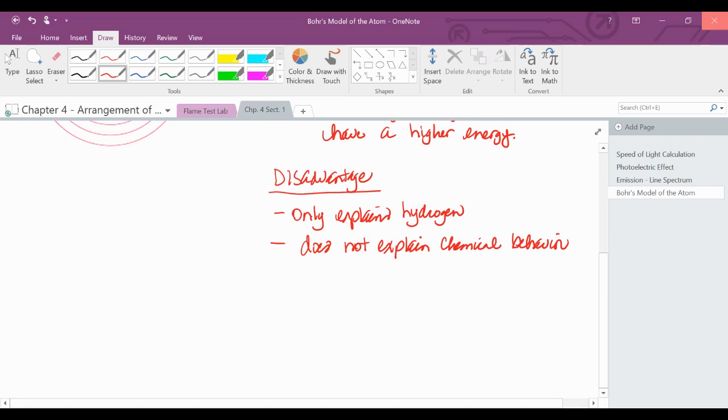Okay, so this will be the end of our notes for chapter 4, section 1. Our next set of notes, we're going to look at our current model of the atom, which is the quantum model of the atom.